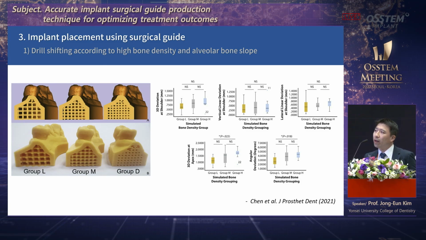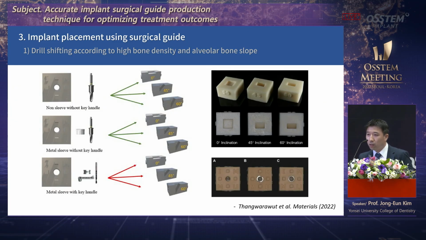What kind of issues lead to these deviations? First, the bone density. This is a 3D printed model where different bone densities are recreated. The higher the bone density, the more difficult it is to place as planned. This is using the surgical guide. If the density is high, drill shifting occurs more frequently, along with inclination of the bone.